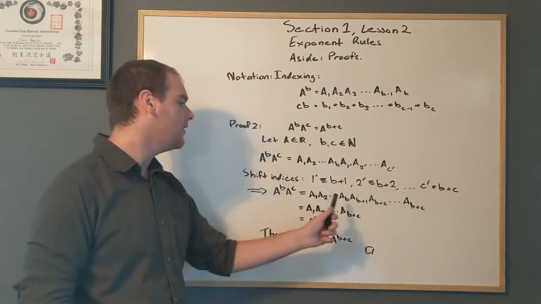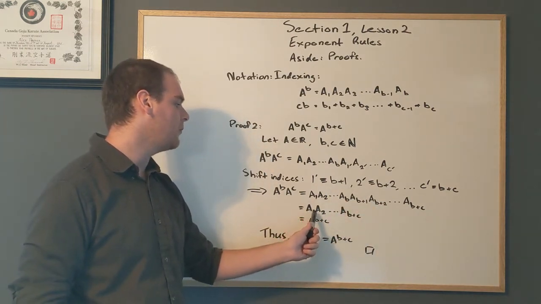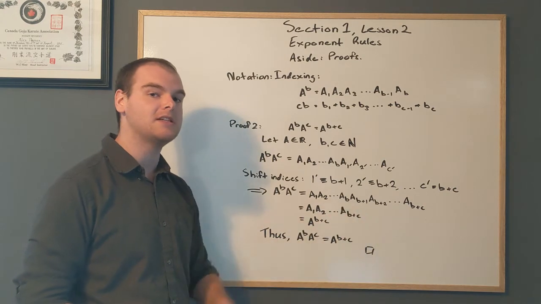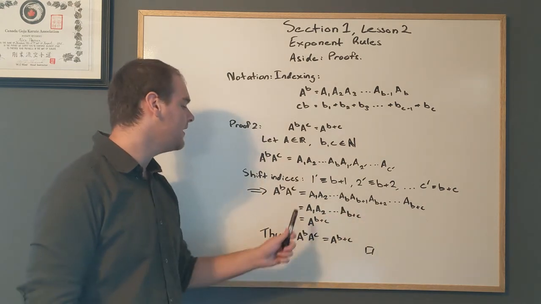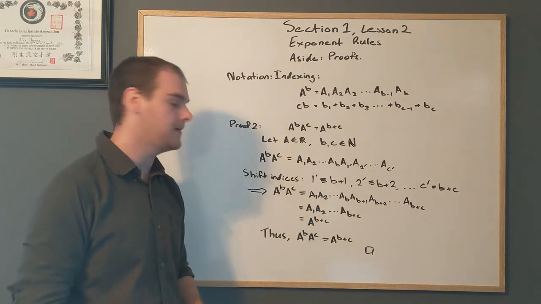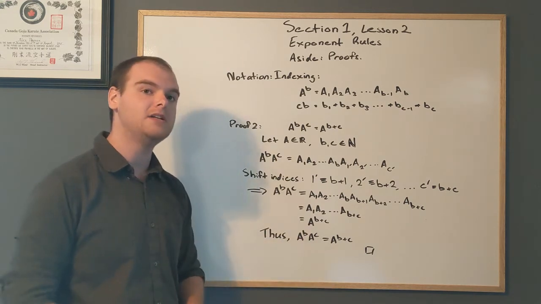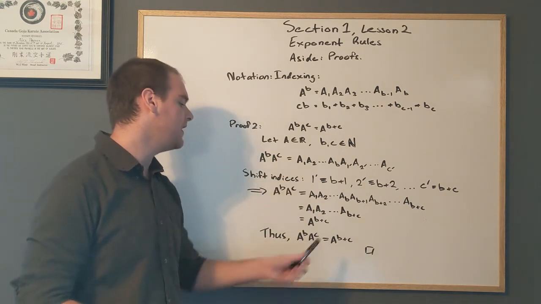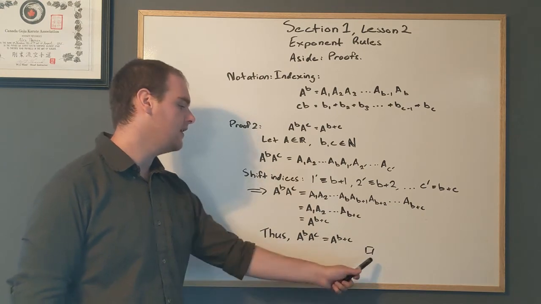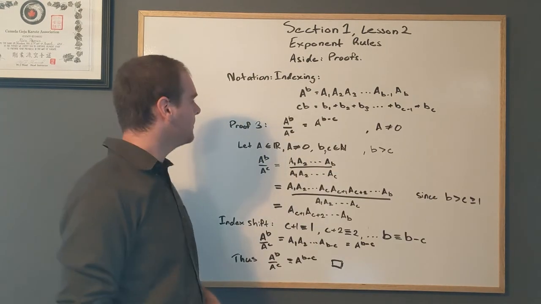We don't need to say that. We can drop that and just say it's a1 times a2 all the way to a to the b plus c. Using our definition again, that is just a to the power of b plus c. Thus, a to the power of b times a to the power of c is equal to a to the power of b plus c. End of proof. On to our third proof.